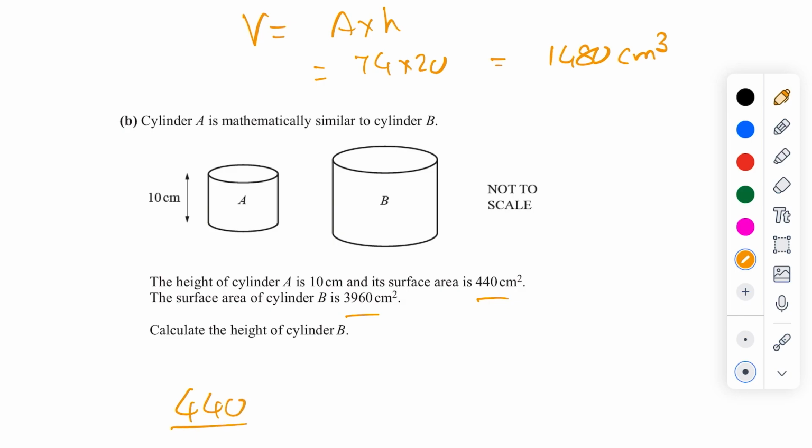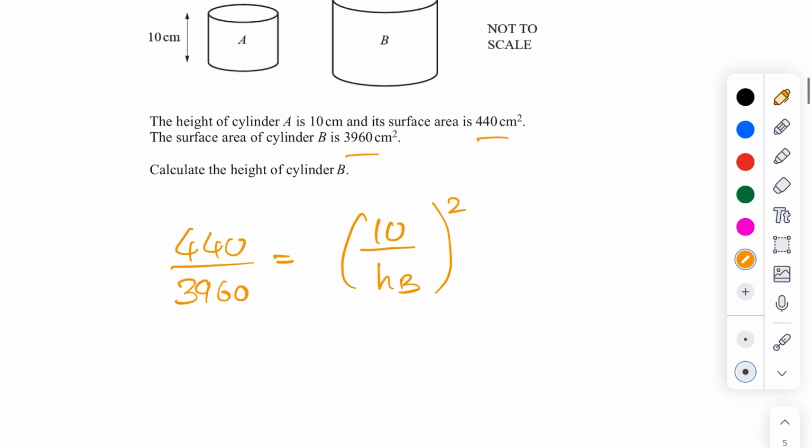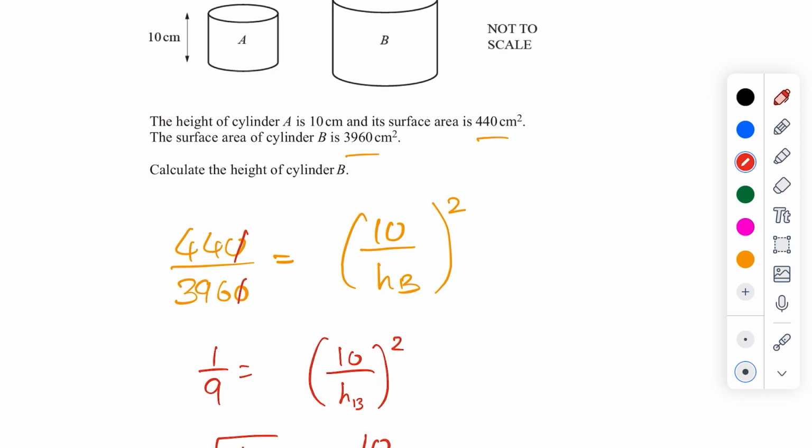So 440 upon 3960 equals the height of the first cylinder A, which is 10, upon the height of cylinder B, which we don't know, and whenever I'm talking about area it is whole square. So what am I going to do? Square and square root get cancelled. Then 44 divided by 396 gives me 1 upon 9 equals 10 upon HB whole square. So square becomes square root: 1 upon 3 equals 10 upon HB. So HB equals, by cross multiplication, 30 centimeters.